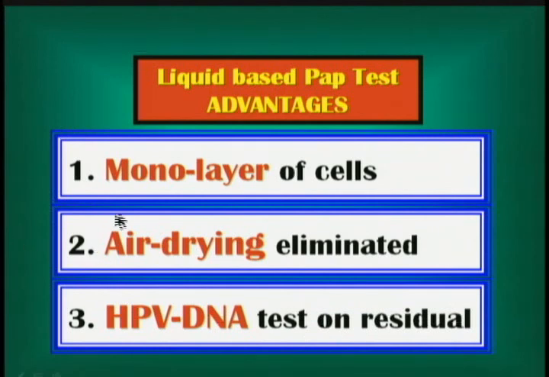The advantages of liquid-based pap smear is you have a monolayer of cells rather than multi-layers. You eliminate air drying because you shake the specimen into the preservative. And this is a major advantage. If you have an ASCUS, atypical squamous cells of uncertain significance, you can do HPV DNA typing on the residual which is left in this solution, and you can then look to see if you have a 16 and 18 HPV or a 6 and 11. The 16 and 18 is at high risk for cervical cancer. The 6 and 11 is not.